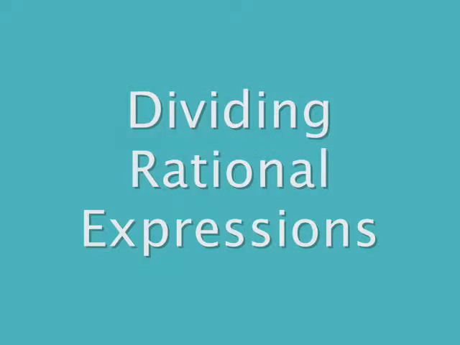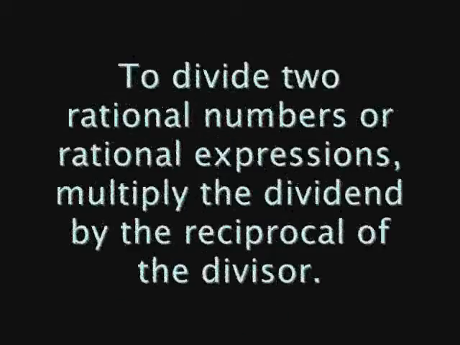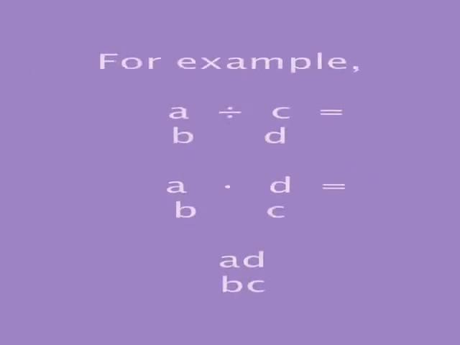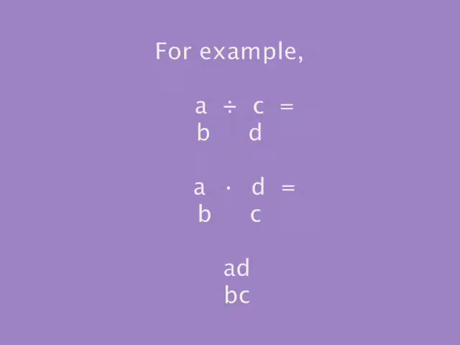Dividing rational expressions. To divide two rational numbers or rational expressions, multiply the dividend by the reciprocal of the divisor. For example, a over b divided by c over d equals a over b times d over c equals ad over bc.